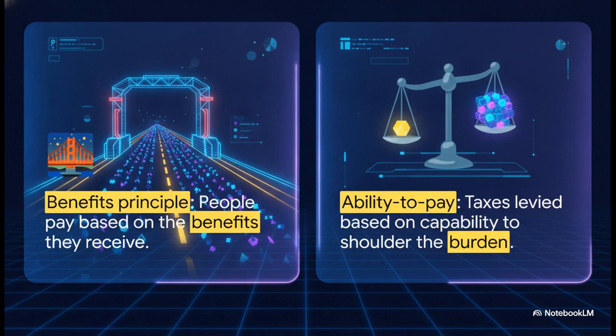First is the benefits principle. This acts kind of like a toll road. You just pay for what you use. If you use the public parks or the roads more, you pay more. The second is the ability to pay principle. This dictates that users should make an equal sacrifice based on their actual wealth. Because, let's be real, a $1,000 tax might be a minor inconvenience to a billionaire, but it could be a devastating loss to someone living in poverty.